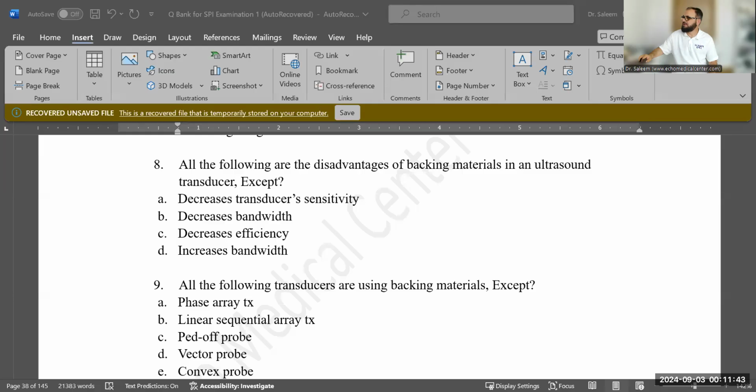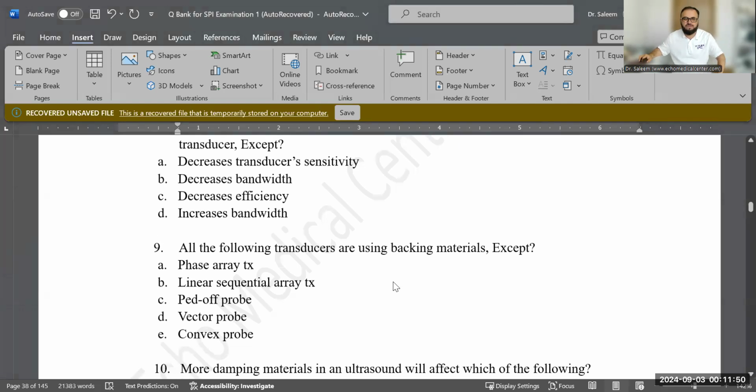Okay, let me share the screen one more time and let's proceed to more questions. Okay, so here are the questions. Let's do the next question. The next question is actually asking about transducers. It says all of the following transducers are using backing material except these options. These transducers have backing material, damping material, in their structure. But there is one probe among them which is not using damping material. Choose the one. Which one is that?